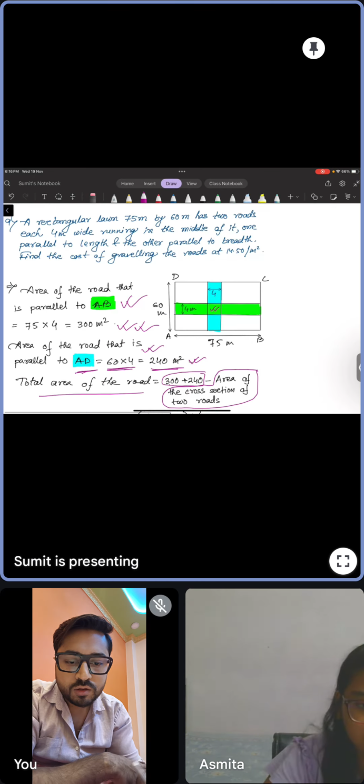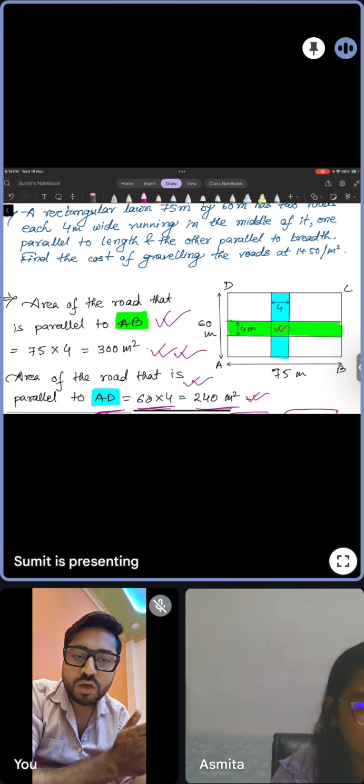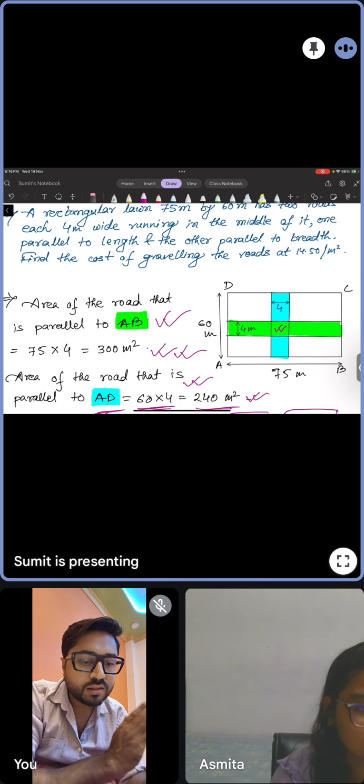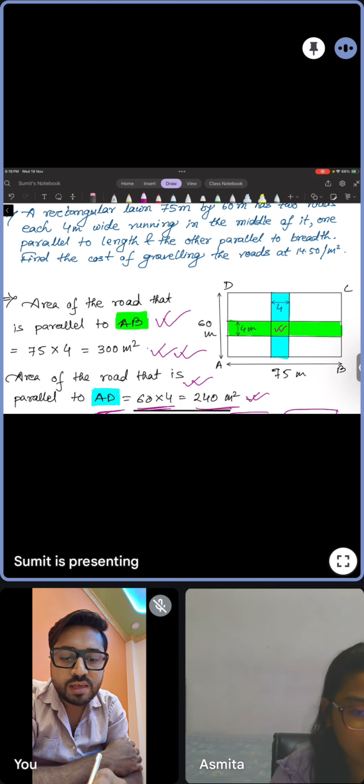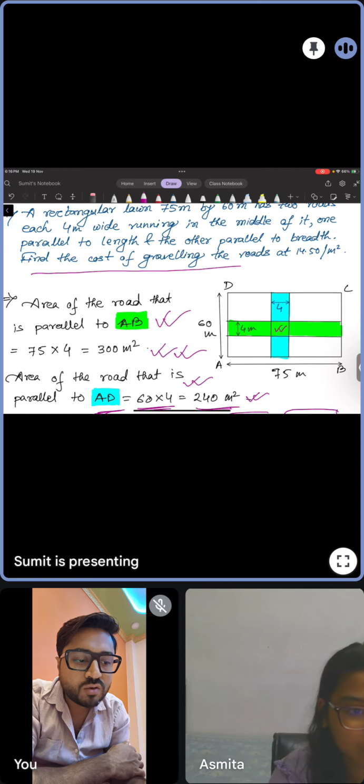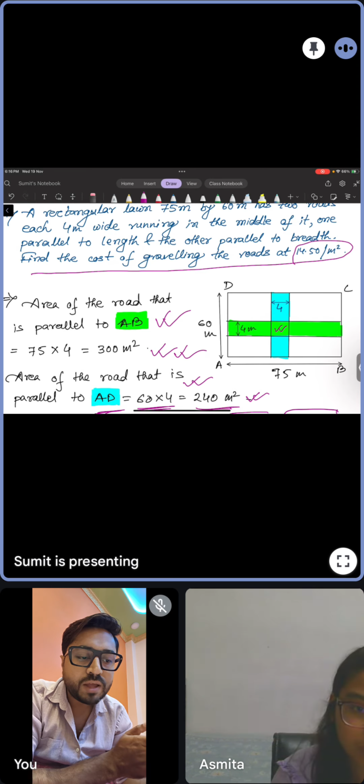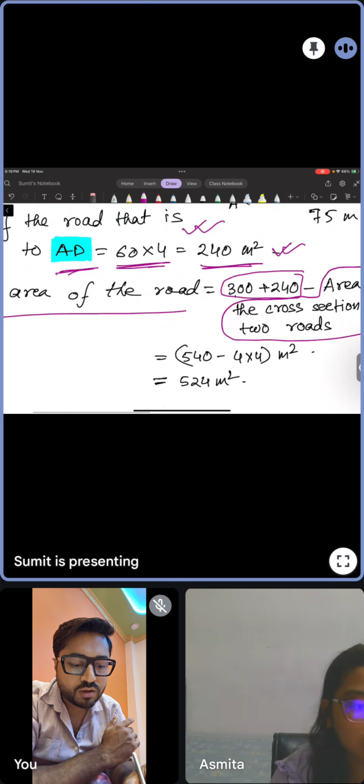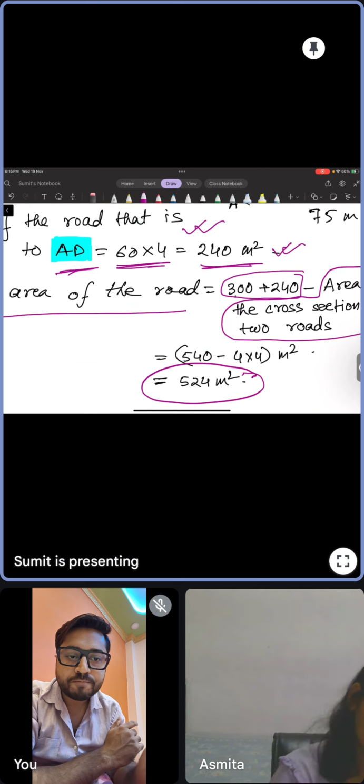Okay, and then once you have got the area of the two paths, the next thing is very easy. Find the cost of graveling the roads at the given rate. So to find the total cost, you multiply the cost per meter square with the area of the road that you have got, 524 meter square. Okay.